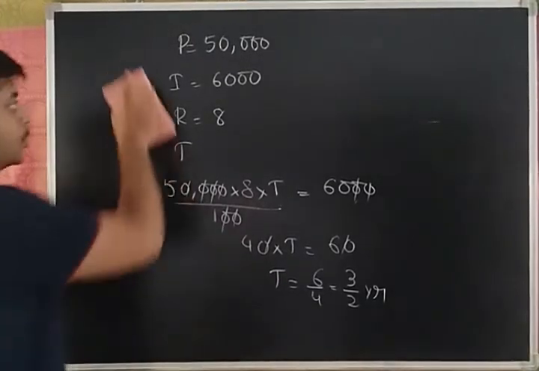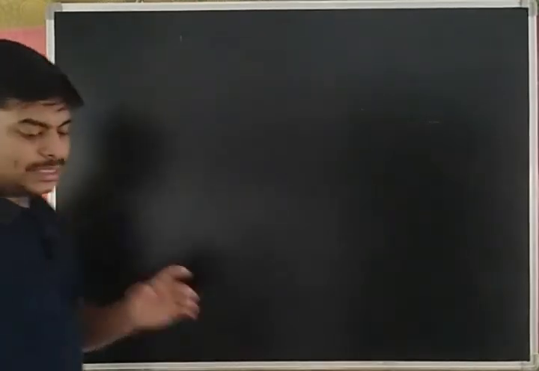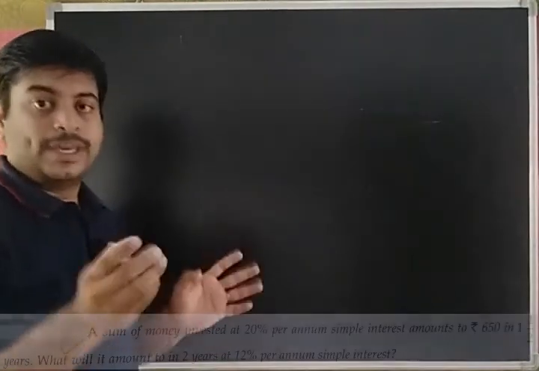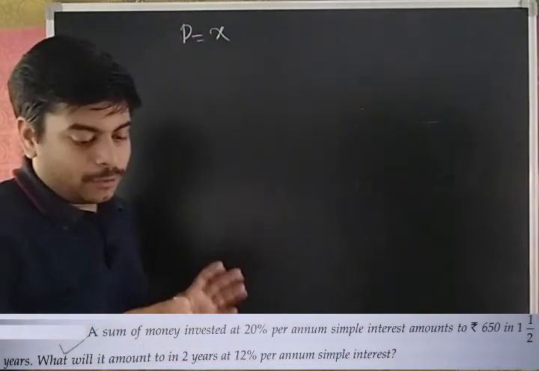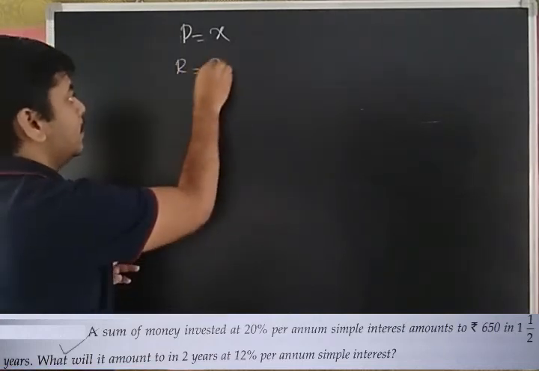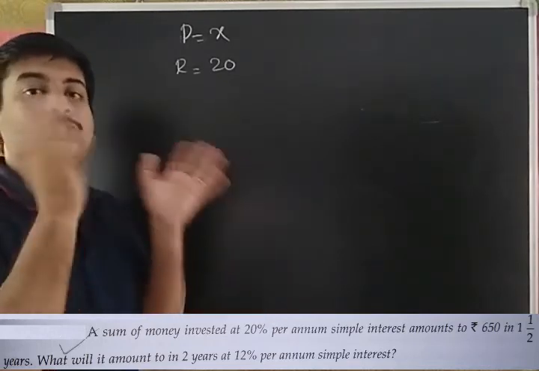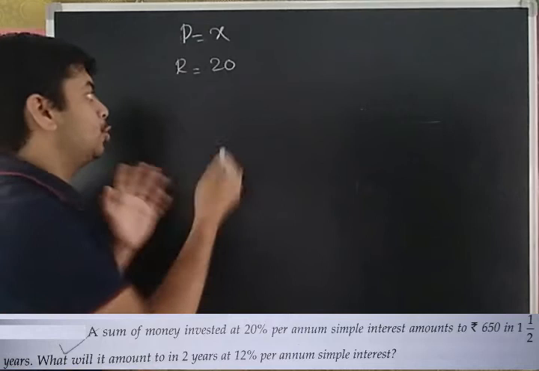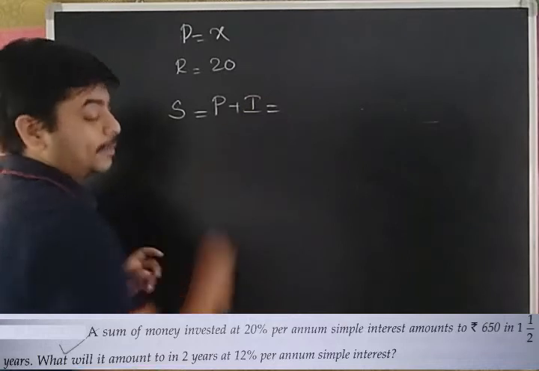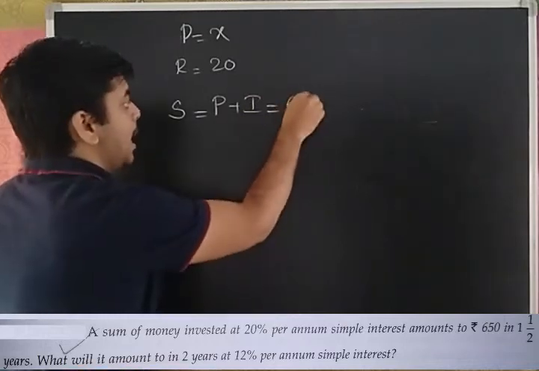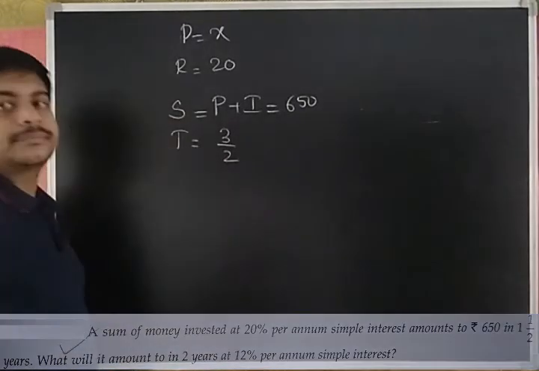So let us write this question in mathematical terms. We will see what was given and what was asked. A sum of money. Do we have the principal amount? No. Let us take the principal amount as sum x. Invested at 20% per annum, amounts to 650. Amounts to means the total amount, that is S, which is equal to principal plus interest. Both of them together is 650, and the time period given is 1.5 years, that means 3/2 years.